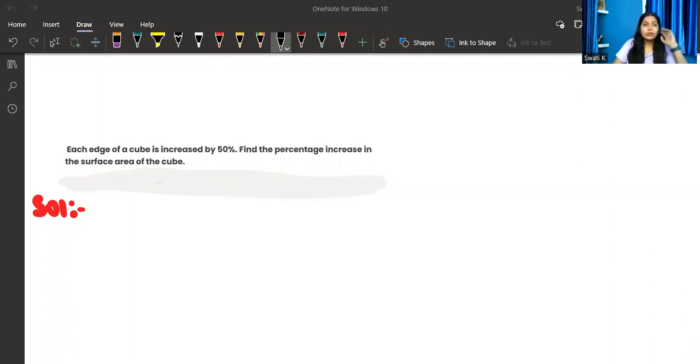So first of all, again, no information is given. It is just that each edge of a cube is increased by 50%. We don't know the value of the edge of a cube, so let us start with this. Let each edge of a cube be A.